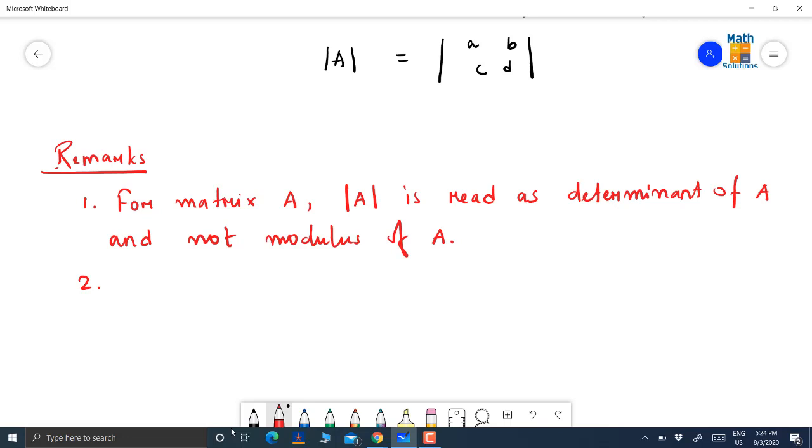The second remark: this is very important actually. The concept of determinant is applicable only to square matrices. So what can we write here? Only square matrices can have determinants.